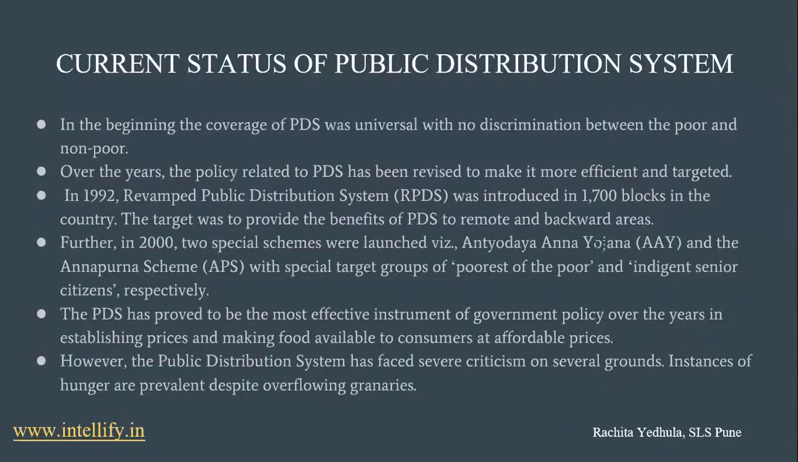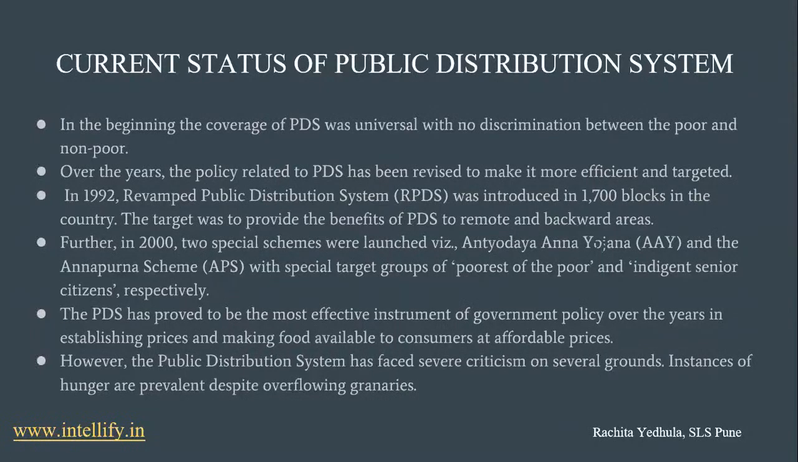It was the first time a differential price policy was adopted for the poor and non-poor. That is, the poor had to pay a different price than the non-poor. Now, further in 2000, two special schemes were launched, that is the AAY and the APS system, with special target groups of poorest of the poor and indigent senior citizens. Indigent means someone who is very poor and needs financial aid.